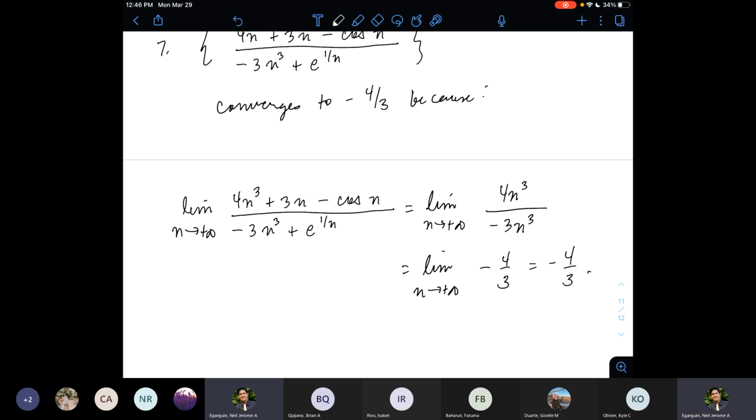Any questions so far? Is everything clear? Or do you need some more time to digest this topic? I hope it's clear because it's sort of a review of what you did in Cal 1, finding limits at infinity. If you already forgot that, take a look back at your notes and see what happens there.